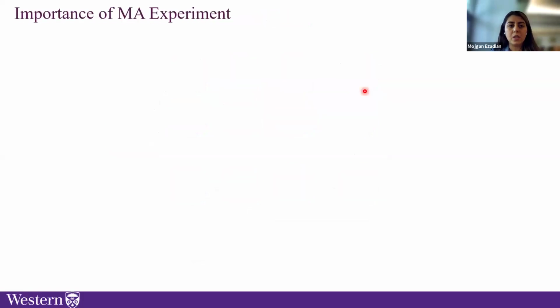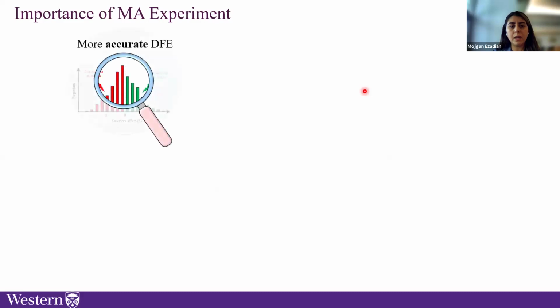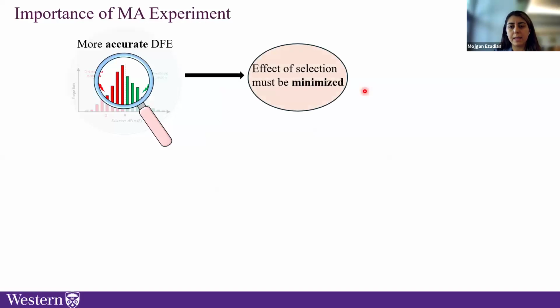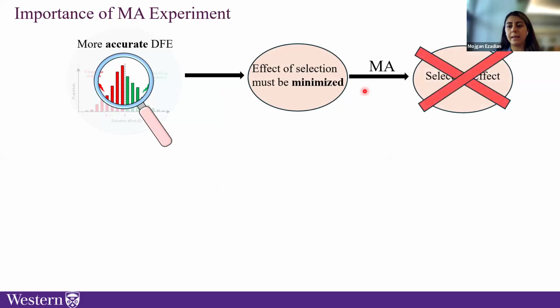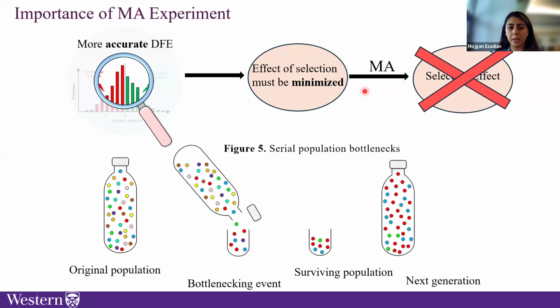But now the question is why the MA experiment is important. In order to get a more accurate measurement of the DFE, the effect of selection must be minimized. The MA experiment tries to eliminate the selection effect by doing serial population bottlenecks. So this is the original population. At the bottlenecking event, some individuals are chosen at random. After a passage of time, we have a surviving population. And in the next generations, obviously, we have more red, less blue, and a small number of green. This is the general population bottleneck.